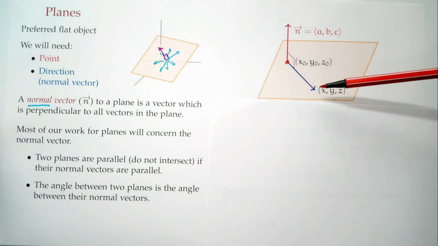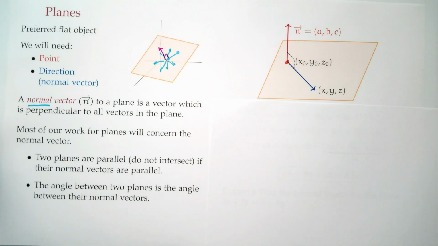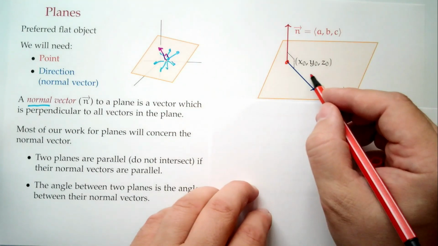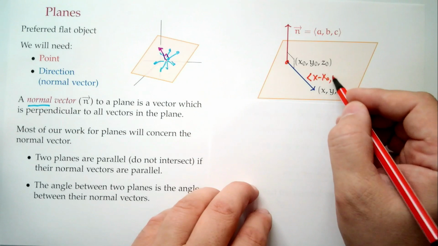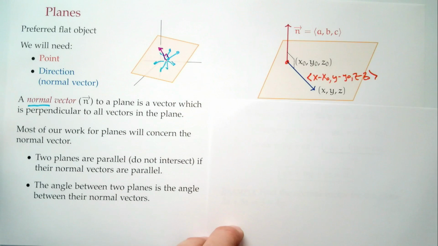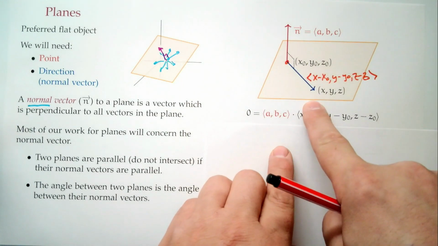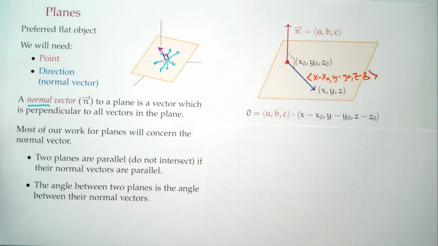So from x0, y0, z0 to x, y, z. This is a vector that's in the plane. In fact, we can write it down because we just say, what's the change? x minus x0, y minus y0, z minus z0. That's the vector between those points. And what do we have? Well, this vector that's in the plane and this vector that's perpendicular to the plane are perpendicular. And if two things are perpendicular, their dot product is 0. So we get that 0 is equal to the dot product of the normal vector with this change.